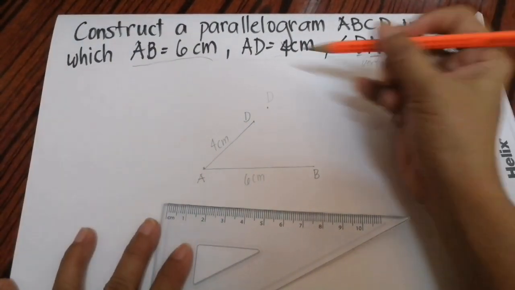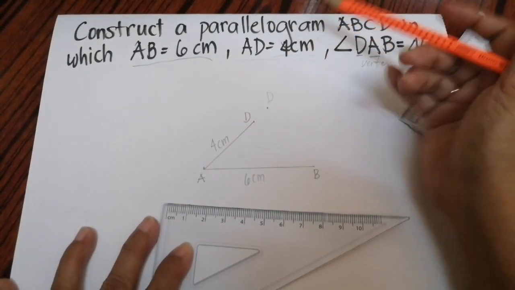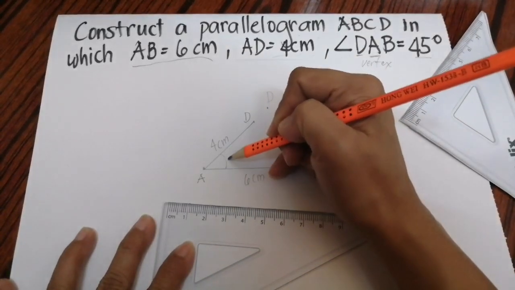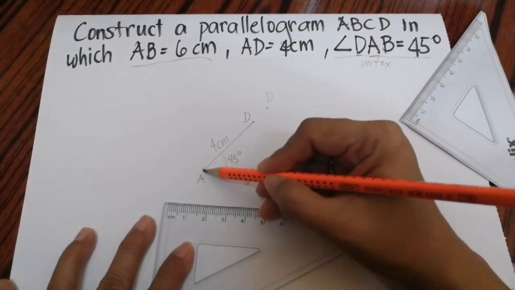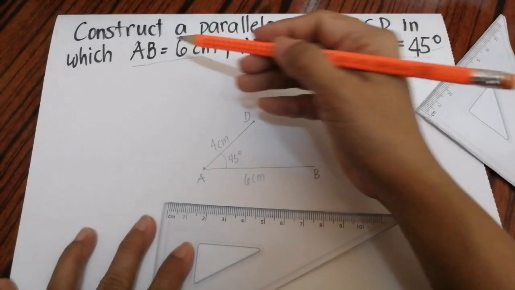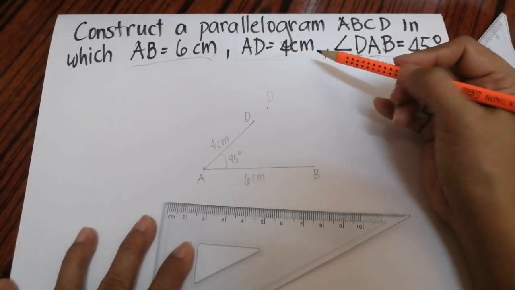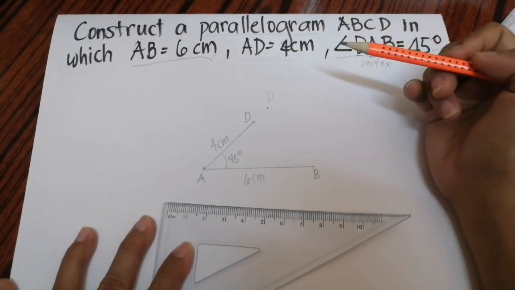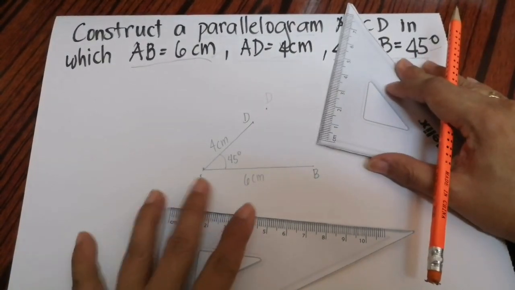Now, as the name indicates, parallelogram, there should be parallel lines. So don't forget this one was a 45-degree angle. We already made DAB, the 45-degree angle. So that's done, and with the AB, it's already done. Now the problem is, let us create our parallelogram. When you say parallelogram, it should be parallel. Now how do you do it?